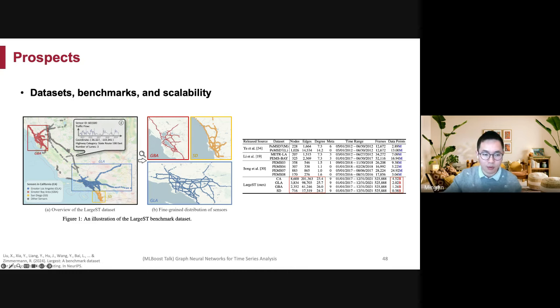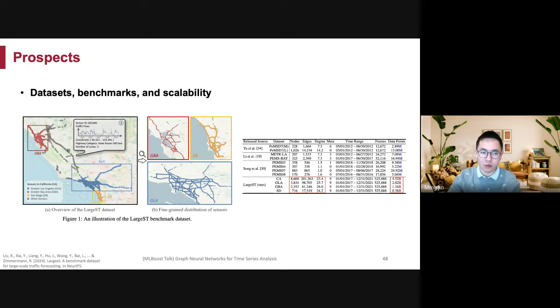And here is an example of a spatial temporal benchmark dataset called LargeST. But it remains based on traffic data, so that still has the limitation we have just mentioned. Okay, and for scalability, that's about big data, for example the volume of the data, the quality of the data, as well as the diversity of the data we just mentioned.